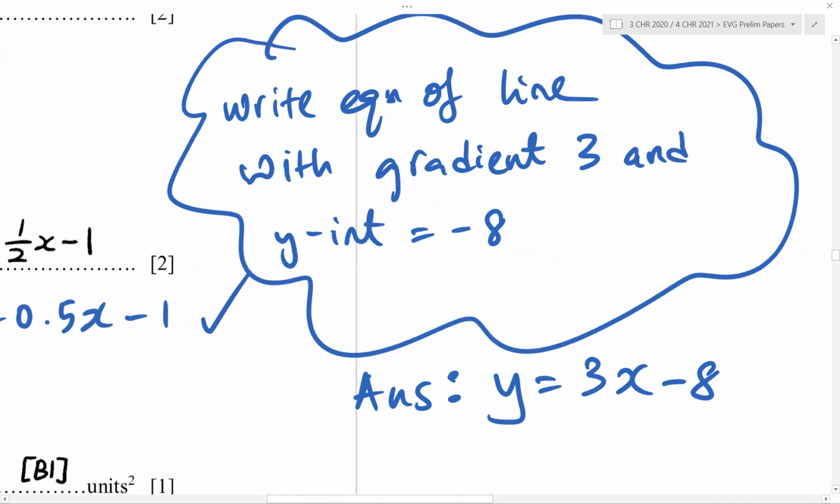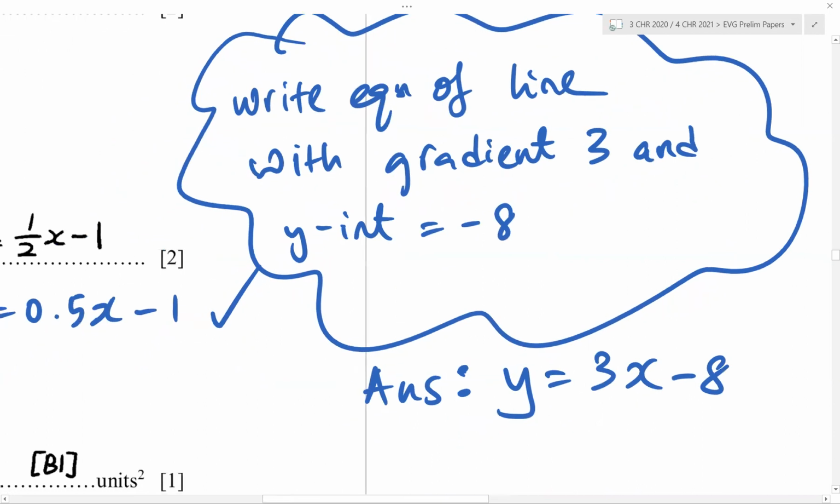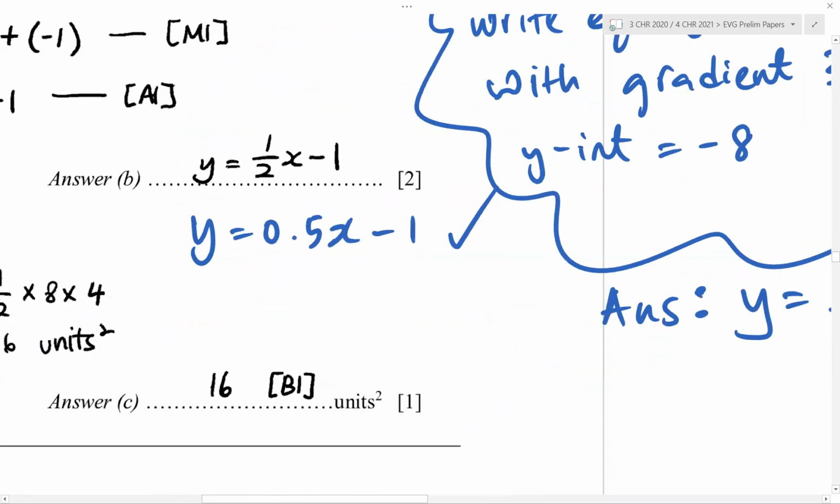Okay, area of triangle. Half breadth times height. So 16.